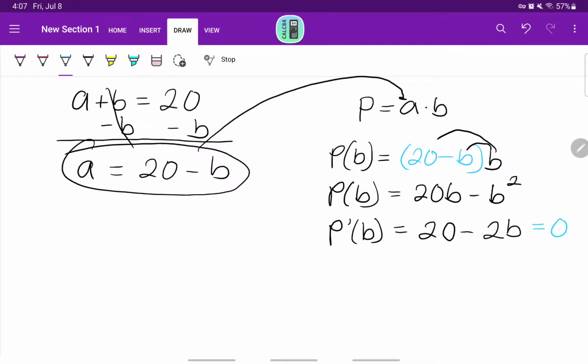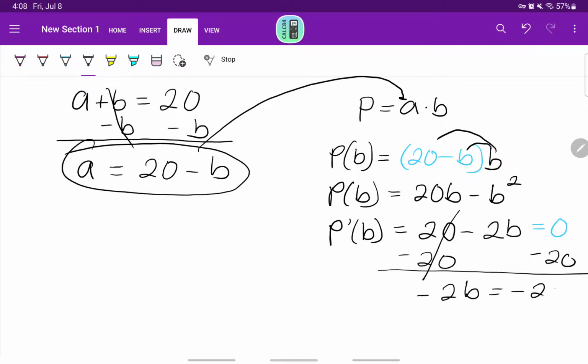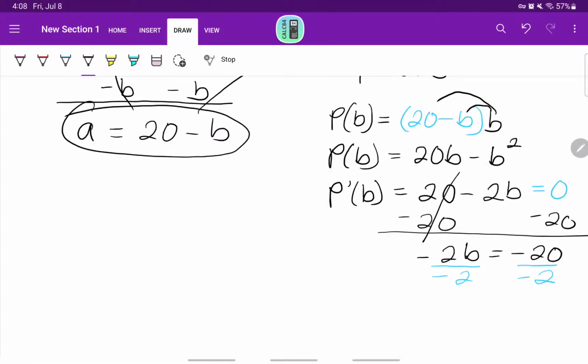In order to get B by itself, I am first going to subtract 20 from both sides. So that's going to be negative 2B equals negative 20. And then let's divide both sides by negative 2. B is equal to negative 20 divided by negative 2. That's positive 10. So I found what B is.